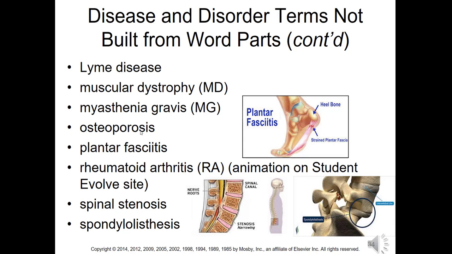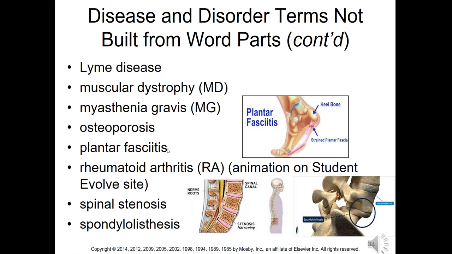And it leads to lots of fractures, especially in the ribs and your thoracic and lumbar spine and your hips and wrists after any kind of trauma, even if it's just bumping a table. So osteoporosis kind of causes people to just constantly be breaking bones.